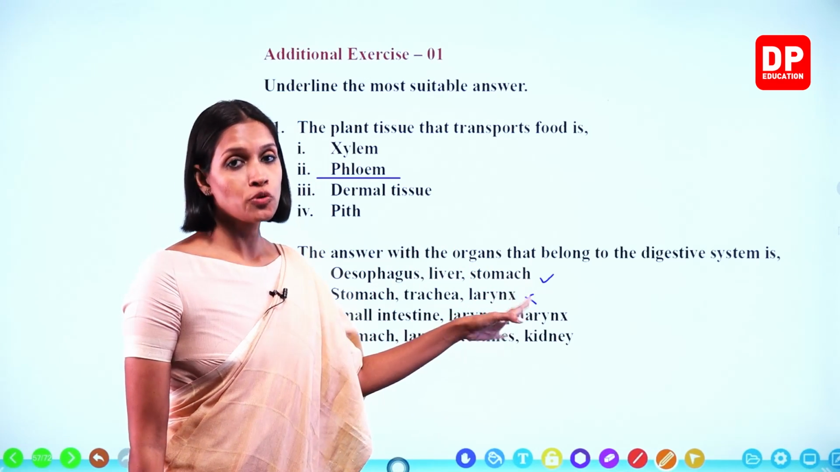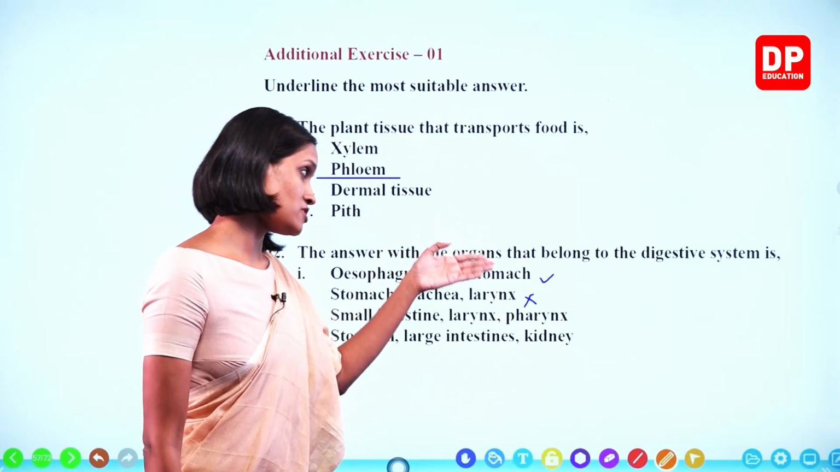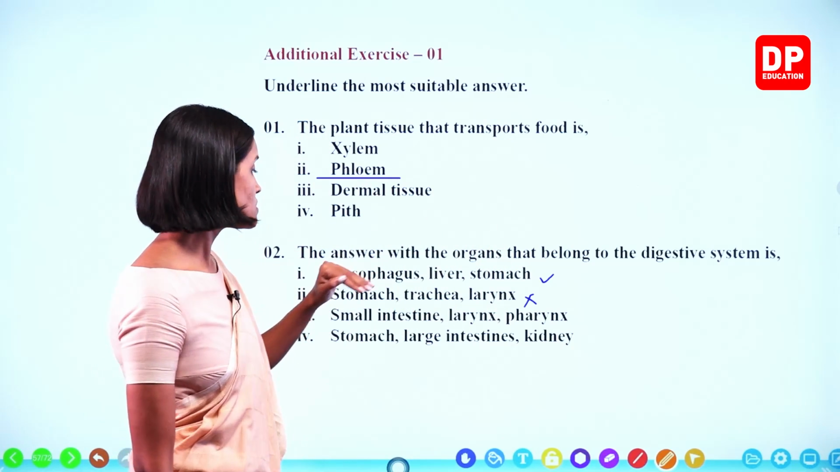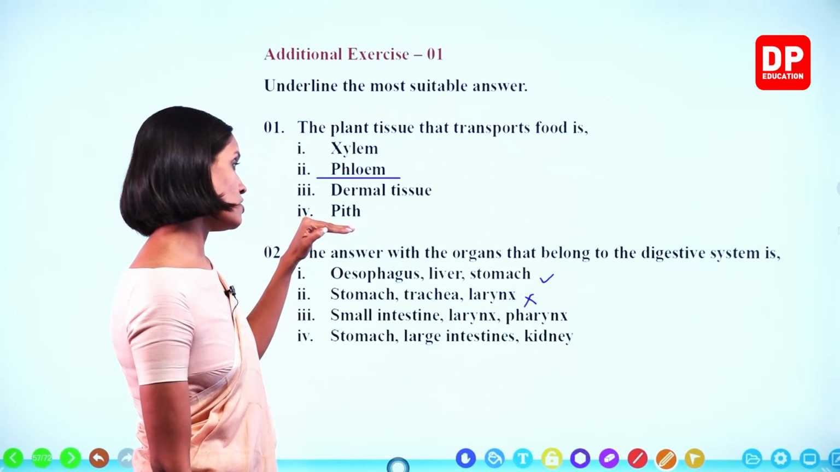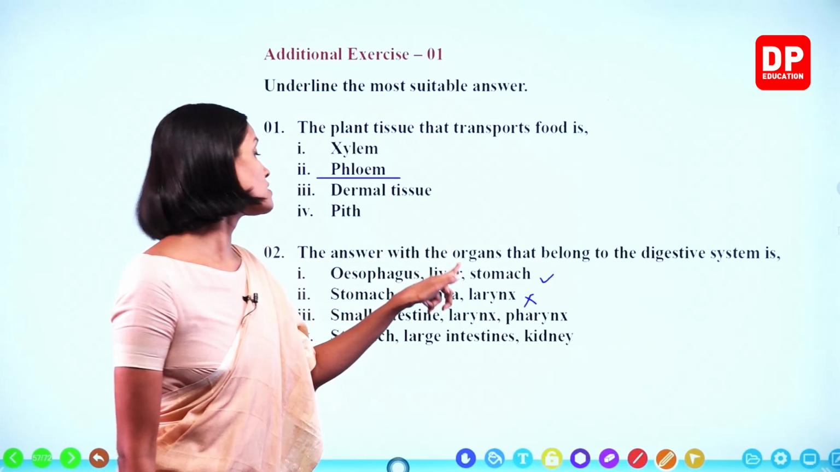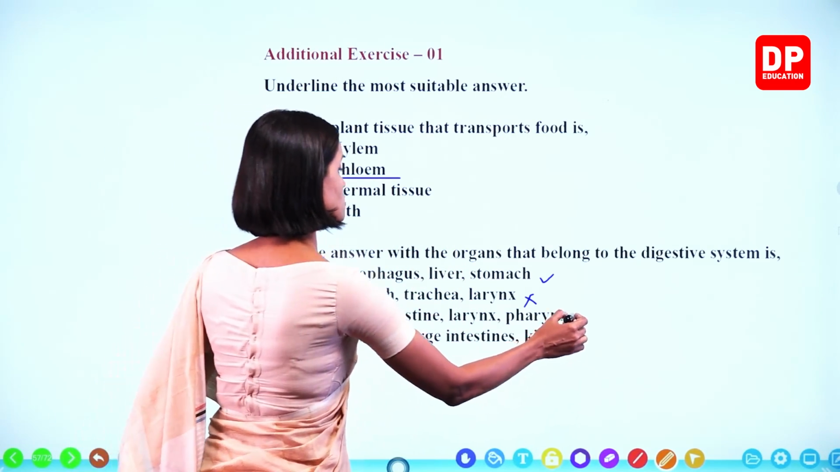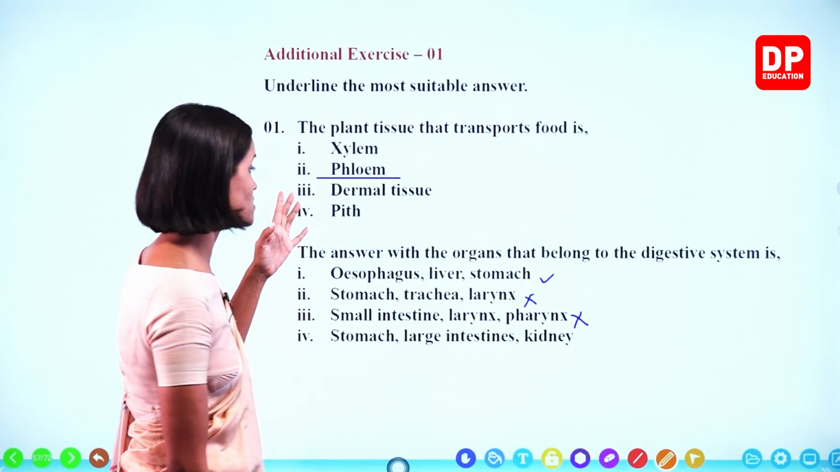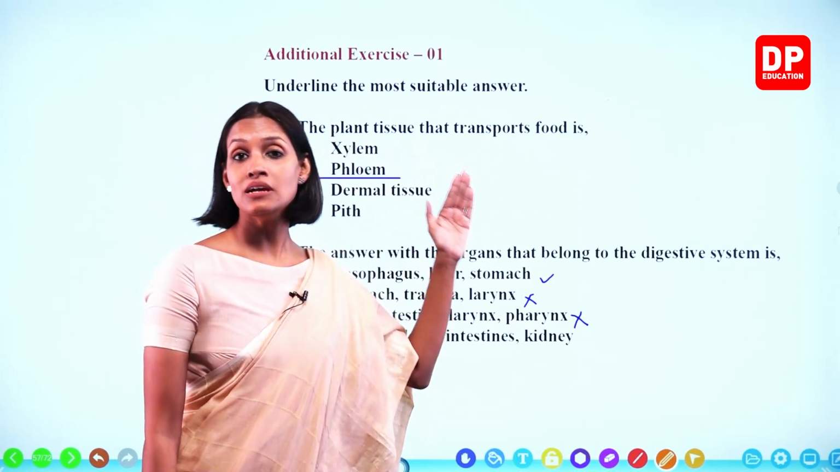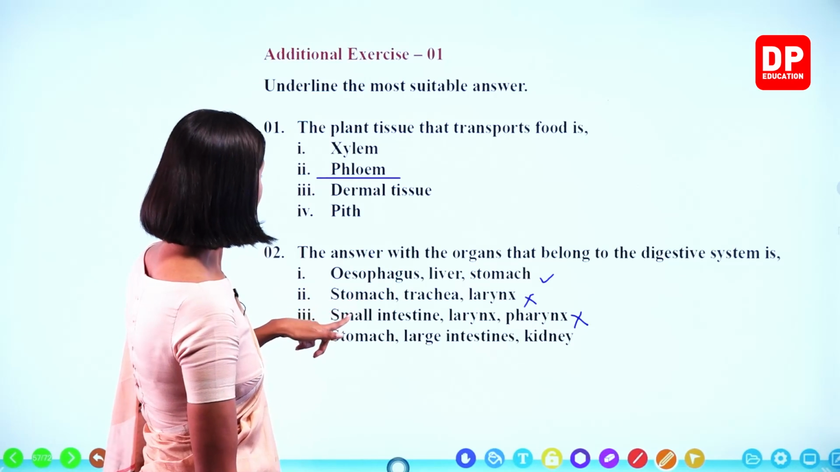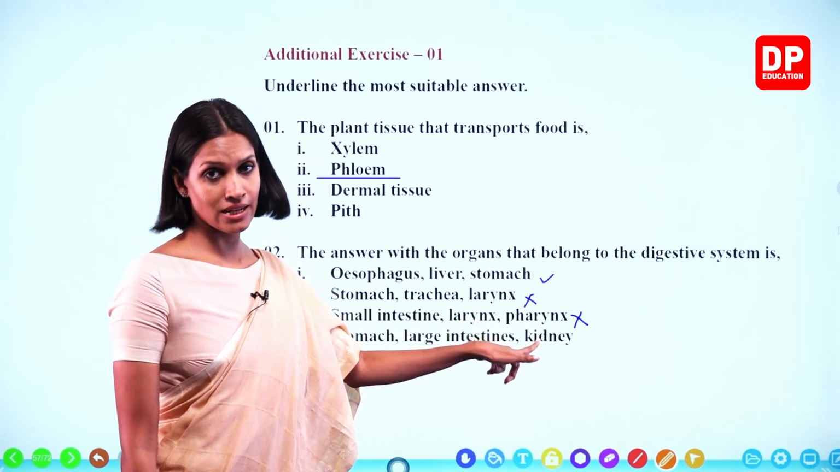Small intestine, larynx, pharynx. Pharynx is common to both the systems, which means the digestive and the respiratory systems. And small intestine belongs to the digestive system. But what about the larynx? It belongs to the respiratory system. Therefore, this is also wrong because you have to find the answer with the organs that belong to the digestive system. Stomach, large intestines, kidney.